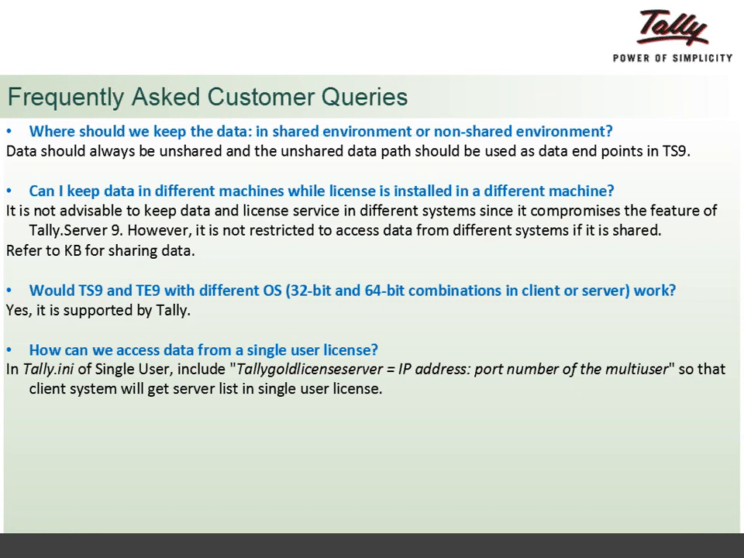Under the Tally single user license, you just open the Tally ERP 9 folder of the single user and open the Tally INI file. There you will get a command, Tally Gold License Server equals. By default it will be blank. You need to mention the IP address and port number of your multi-user license client system so that you will get the server list option even in the single user license.